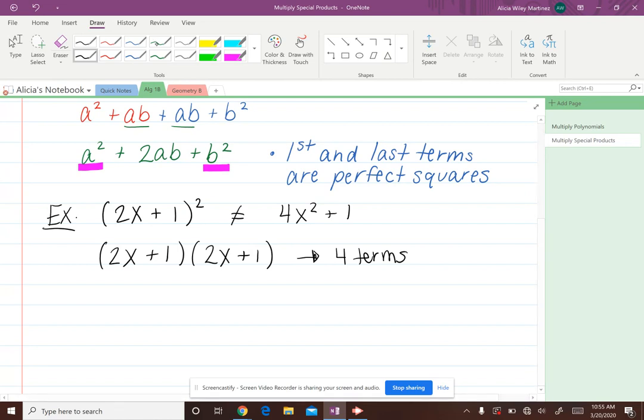So it's really important that you take time to think about that. I want you to take a second, press pause, and multiply this using multiple distribution, aka the FOIL method, and see what you get.